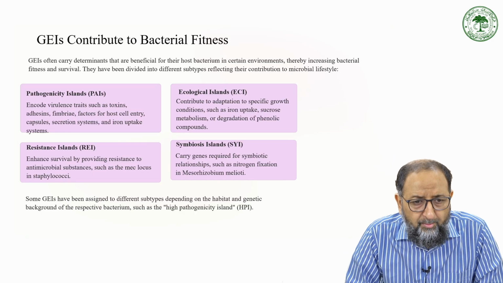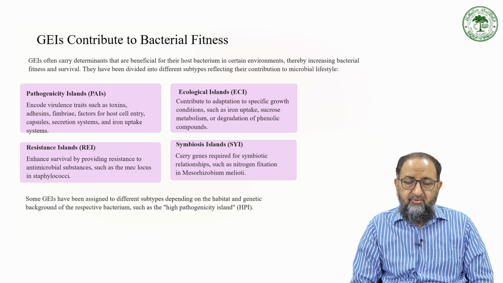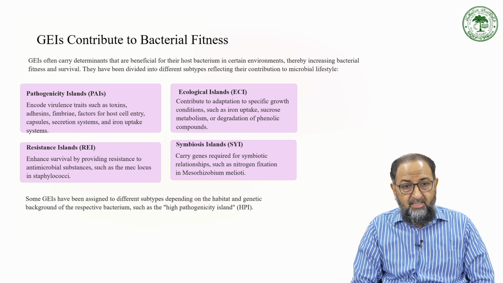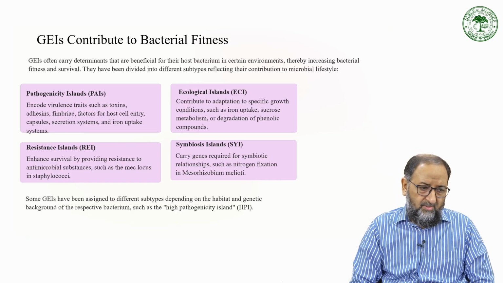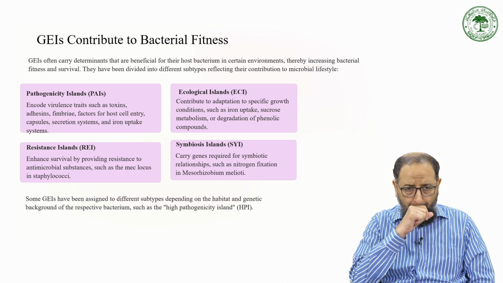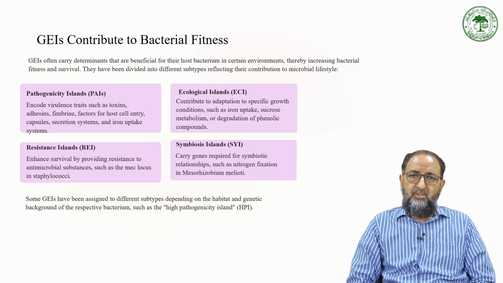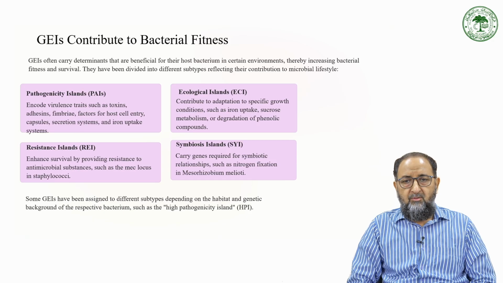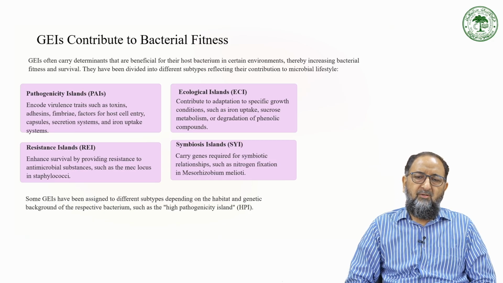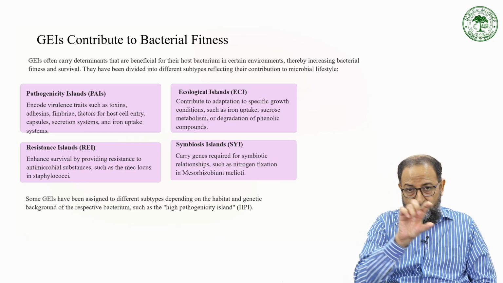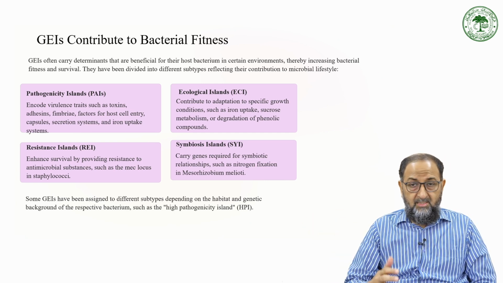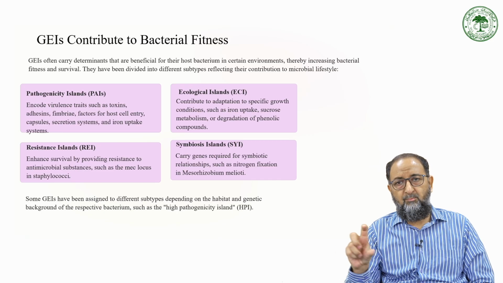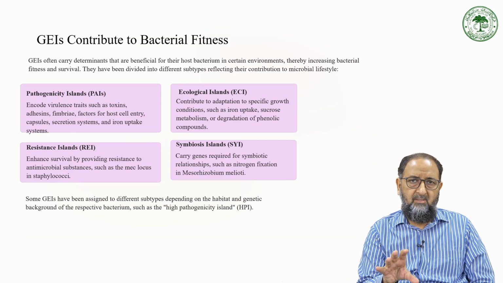Now some genomic islands have been assigned to different subtypes depending on the habitat, genetic background, and their respective bacterium, such as the high pathogenicity island. Now if you look at the whole genomic island, including the pathogenicity island, ecological island, symbiosis island, and resistance island, all these regions present on the chromosomes support the bacteria to survive, right? And these regions are also associated with some mobile elements, integrons, transposons, and others. So they can also be carried from one place to another from time to time.